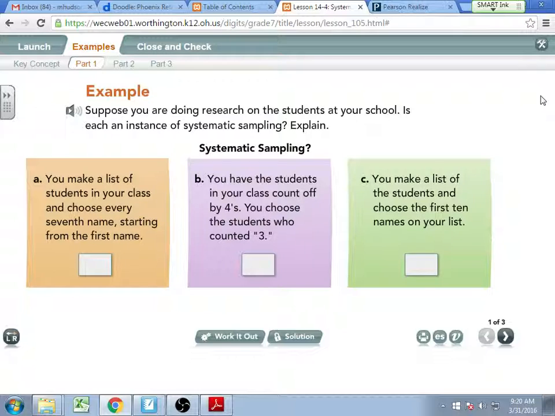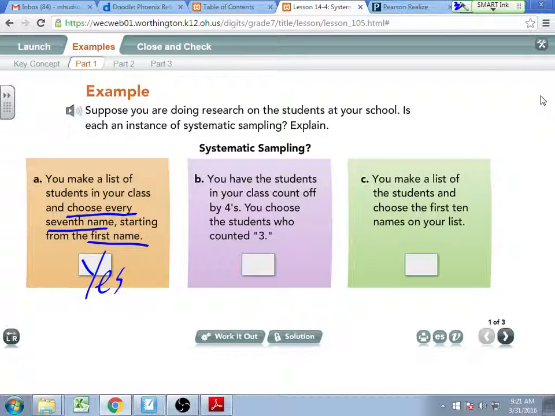All right, so I gave you even more than a minute. Make a list of the students in your class and choose every 7th name starting from the first name. So, Layla, what do you think? Is that systematic? Yeah. Why? Because you have an interval. Yeah, so what would I underline here? You choose every 7th name. Choose every 7th name. That's your systematic.